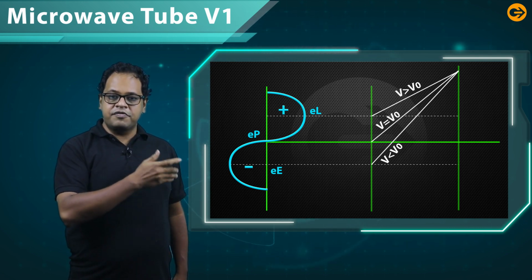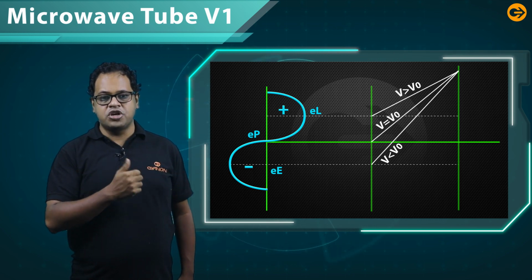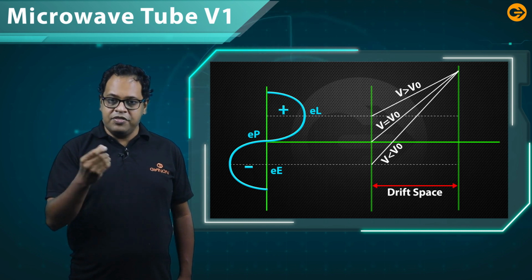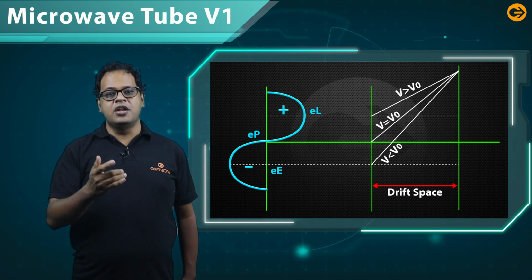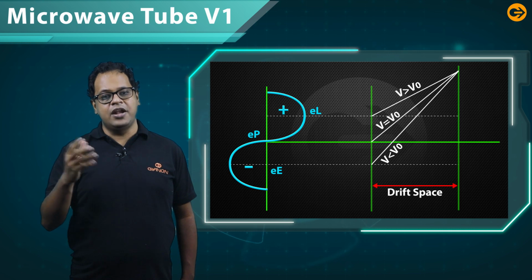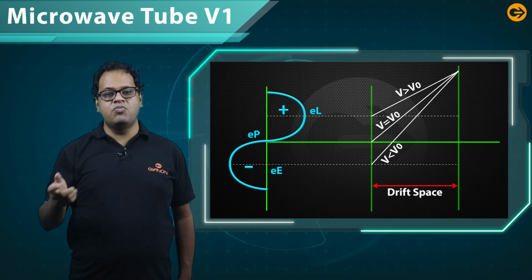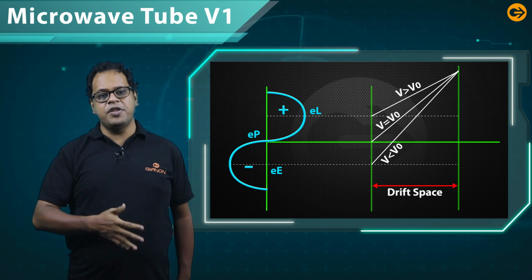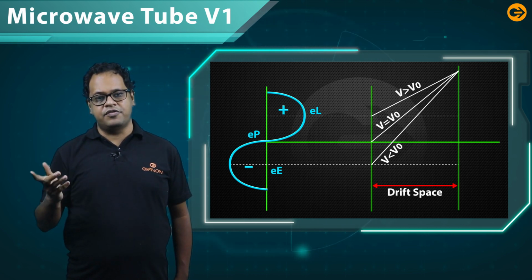Now, these three velocities are bunched or combined in the drift space. By this combination, the RF signal is amplified in magnitude. That is our main motto of this two-cavity klystron, and it is the operating principle of the two-cavity klystron.